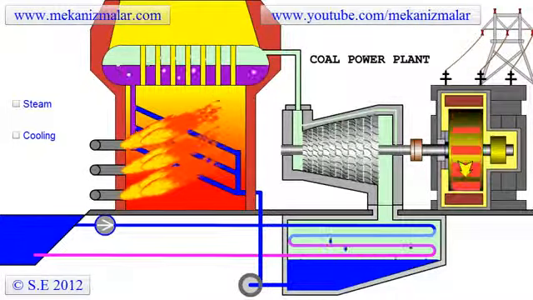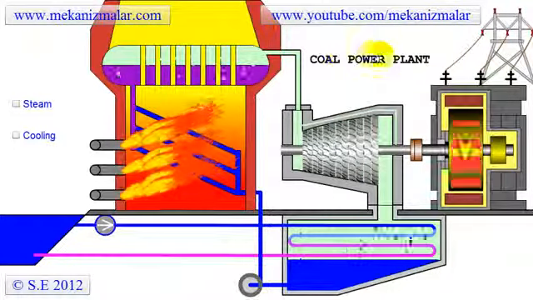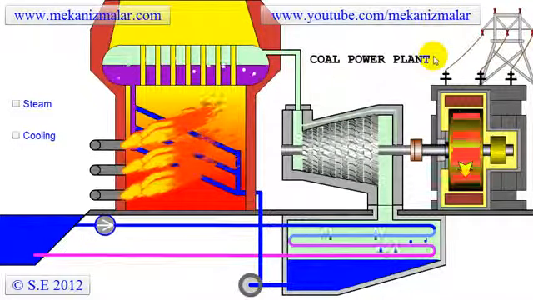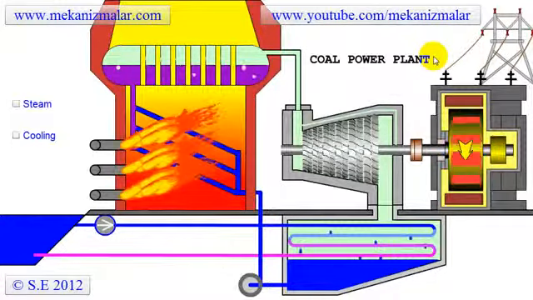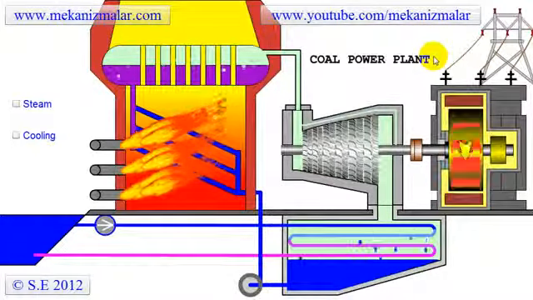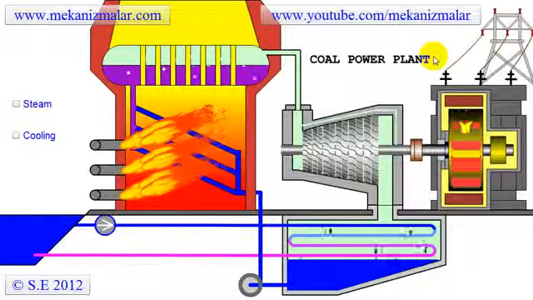Half of the world's electricity is generated by coal power plants, and there are close to 3,000 large coal power plants around the world. In this video, we're going to show you how these controversial yet indispensable power plants work.